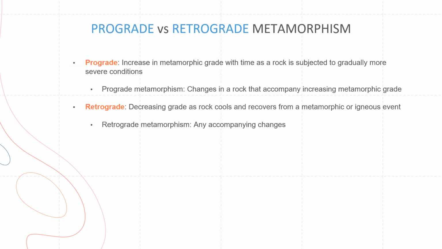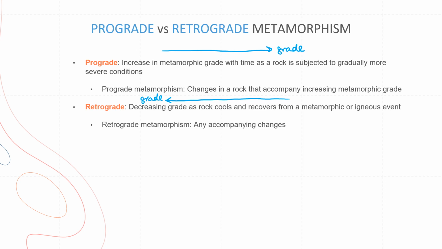Before we conclude this part of the lecture, let us touch briefly on prograde and retrograde metamorphism. So prograde metamorphism, we have a look at the increase in metamorphic grade with time as the rock is subjected to gradually more severe conditions. So this shows a progression. So we have the increase in grade. With retrograde, it's the opposite because it goes in the decrease in grade as the rock cools.